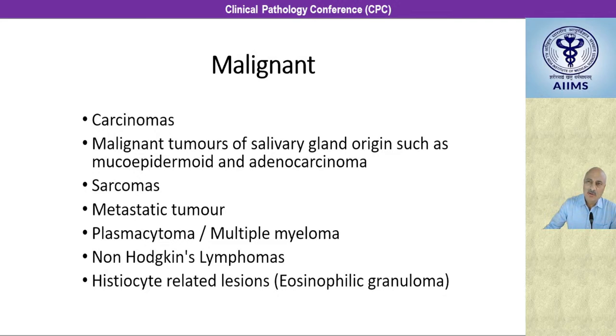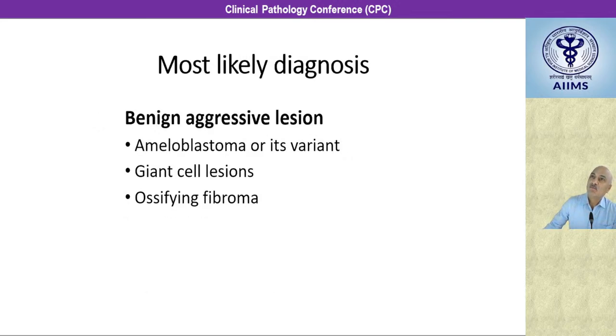Other lesions of hematological origin like plasmacytoma, multiple myeloma, non-Hodgkin's lymphoma also do affect the mandible, but these are accompanied by other systemic features and paresthesia. In our case, there is no feature suggestive of malignancy. Other lesions can be histiocyte-related, like eosinophilic granuloma affecting the mandible. So my most likely diagnosis will be a benign aggressive lesion, most likely ameloblastoma or its variant. Giant cell lesions, while taking a biopsy, you come to know because it bleeds profusely and it is brown in color. Another lesion commonly seen affecting the anterior mandible is ossifying fibroma. So I'll keep these in this order.